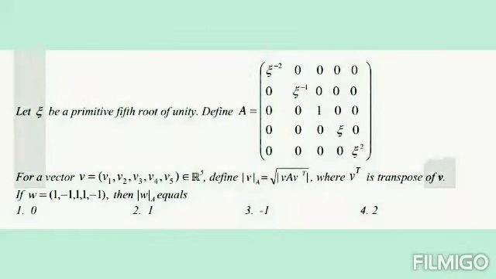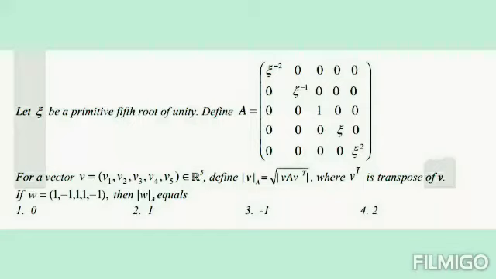Now let's do another question. It's, let psi be a primitive fifth root of unity. Then a 5 cross 5 diagonal matrix A is given. For a vector v in R5, define the norm of v in A as equal to square root of the modulus of v A v transpose. If w is equal to (1, -1, 1, 1, -1), then the norm of w in A equals: first option 0, second option 1, third option minus 1, fourth option 2.